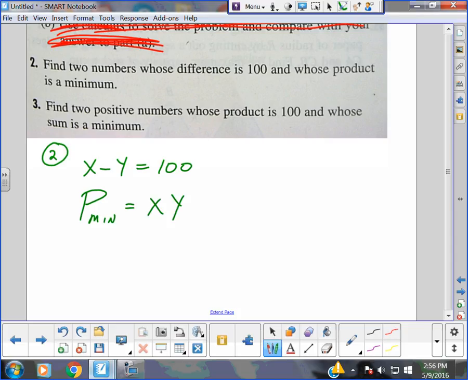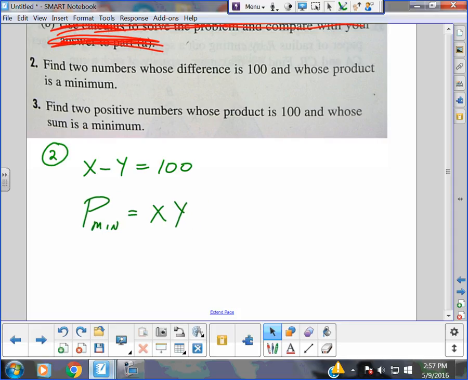Does it say the numbers have to be positive? It does not say the numbers have to be positive. I would expect these numbers to be negative, to make the product, one of them to be negative, one to be positive, is what I would think. All right. I want to optimize the product.